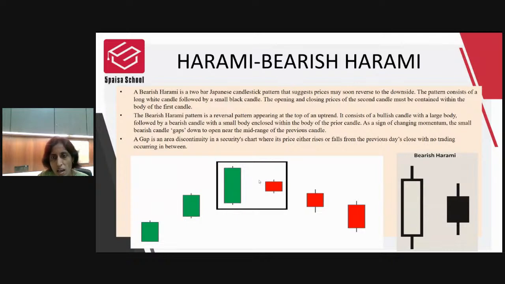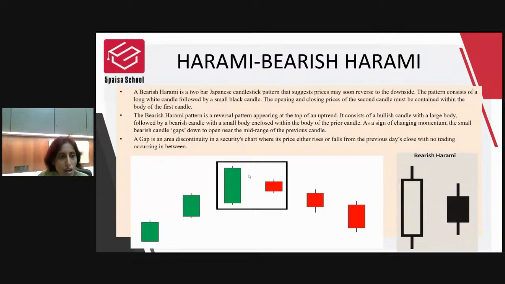As I said, it consists of a bullish candle with a large body followed by a bearish candle with a small body enclosed within the body of the prior candle. Do you see this? The real body is very much enclosed or contained within the body of the first candle. And as a sign of changing momentum, the small bearish candle gaps down to open near the mid-range of the previous candle.